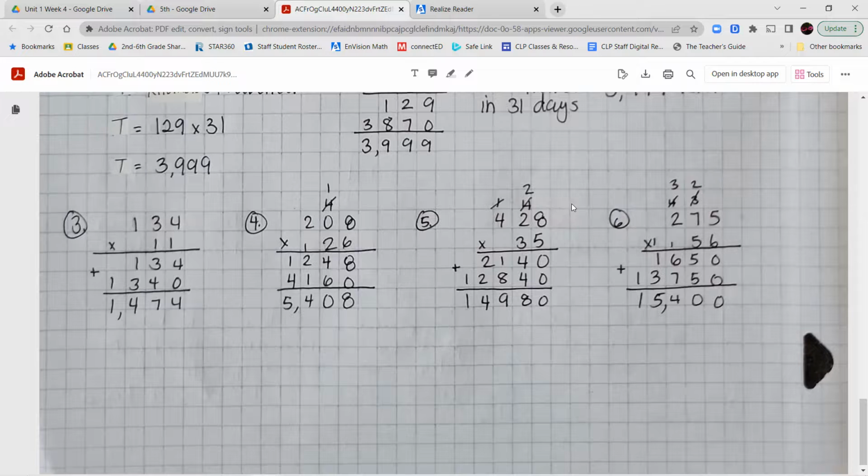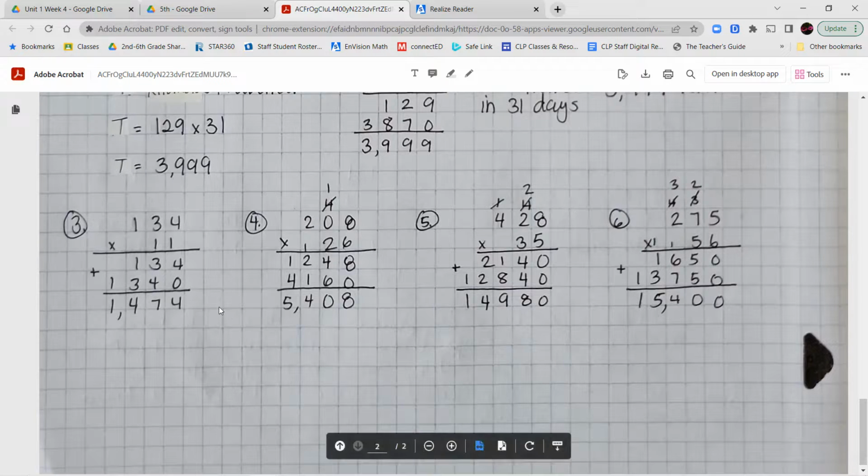For numbers 3 through 6, we are multiplying again using a standard algorithm and regrouping. 134 times 11 gave me a total of 1,474. 208 times 26 gave me a total of 5,408. 428 times 35 gave me a total of 14,980, and 275 times 56 gave me a total of 15,400.